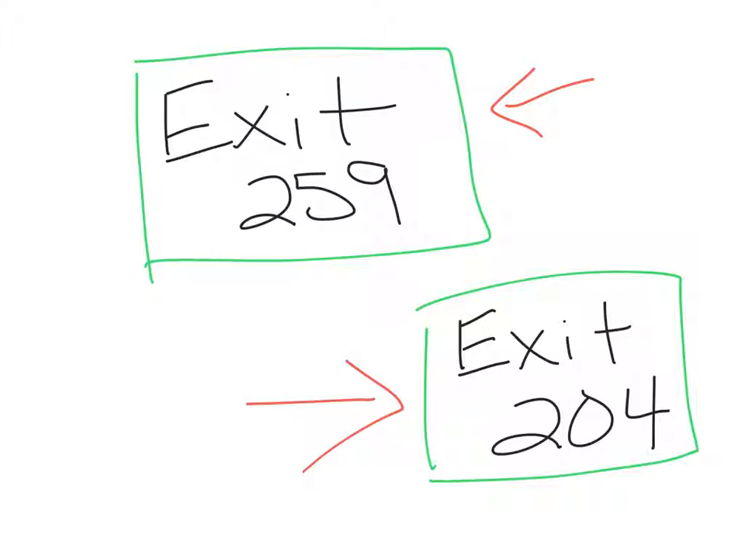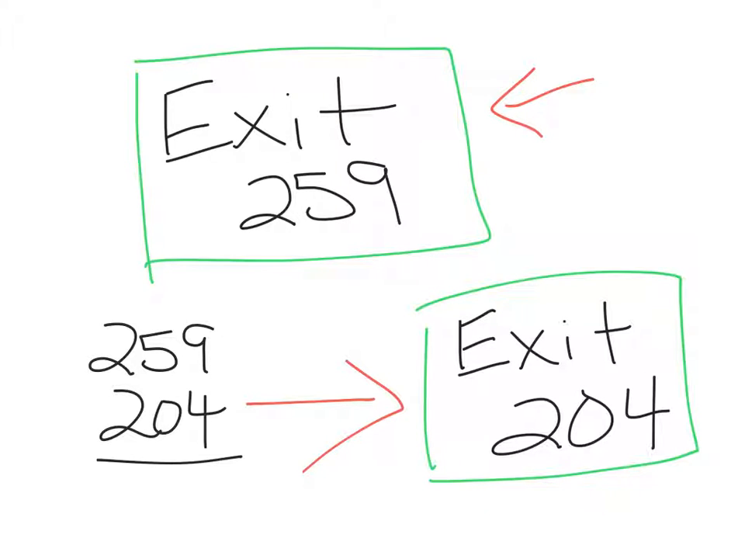Well, I have a feeling most of you look at those numbers and you say, well, 55. You drive 55 miles on that road. Well, how did you know that? And you would say, well, I subtracted. 259 minus 204 gives us 55. And you would be right. We're going to use the same concept to find distance on the coordinate plane.